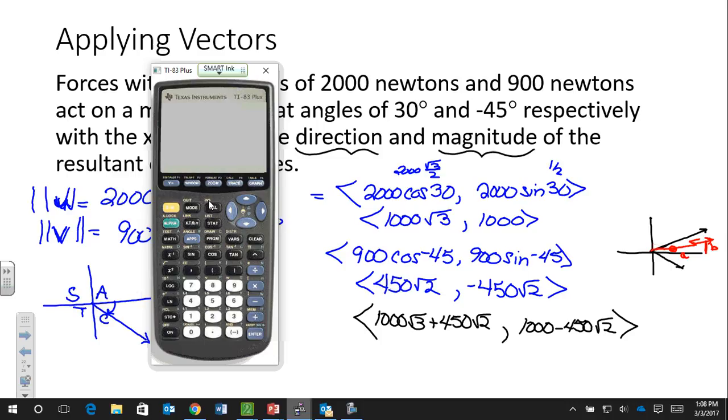All right, so we want to take 1,000 square roots of 3 and we want to add 450 square roots of 2. And when we do that, we end up with 2,368.44, and so forth, right? Okay, let's store that into a variable.